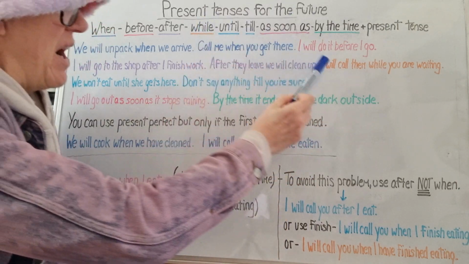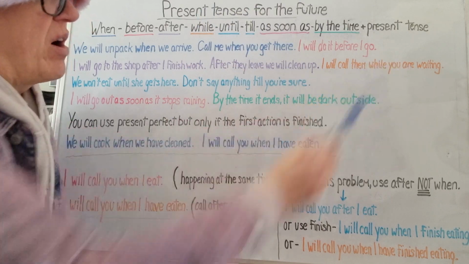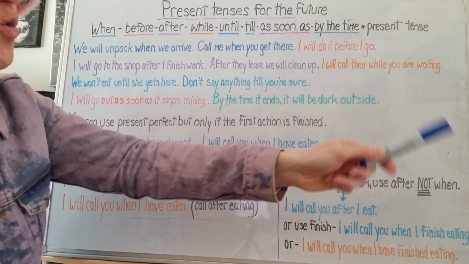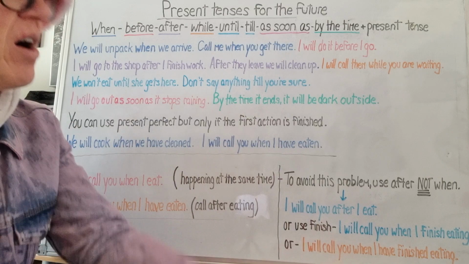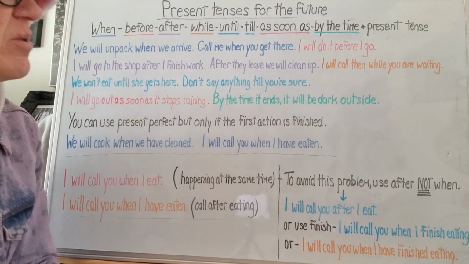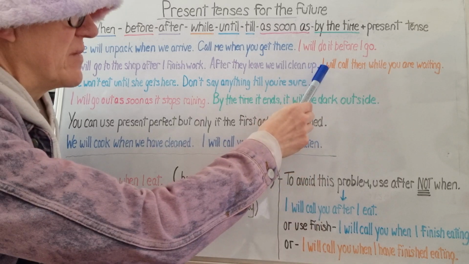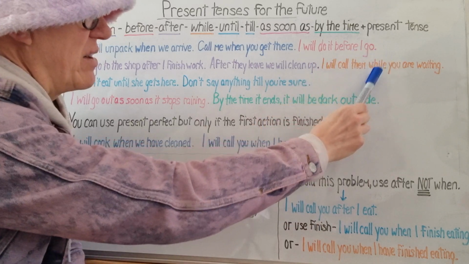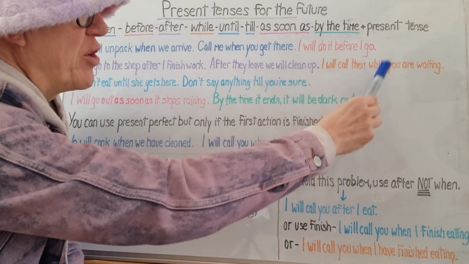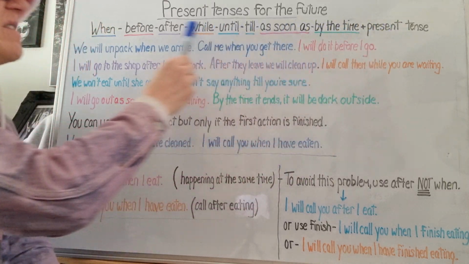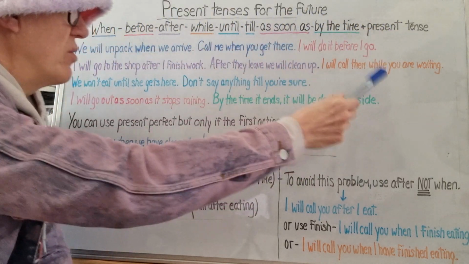Now, while. I will call them while you are waiting. Not while you will be waiting, while you are waiting. This time present continuous. While you are waiting. Okay? Here's will. We don't use will after while. While you are, not while you will be. Present tense after these words, not will or won't.